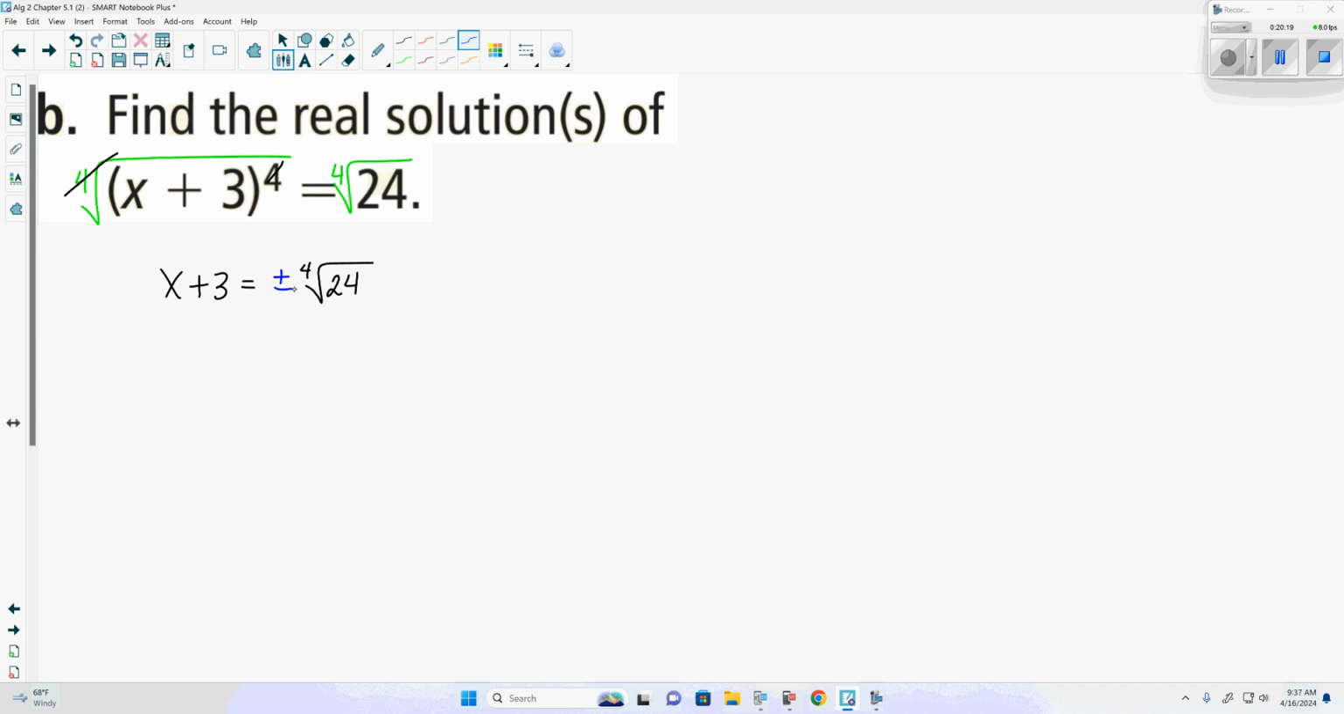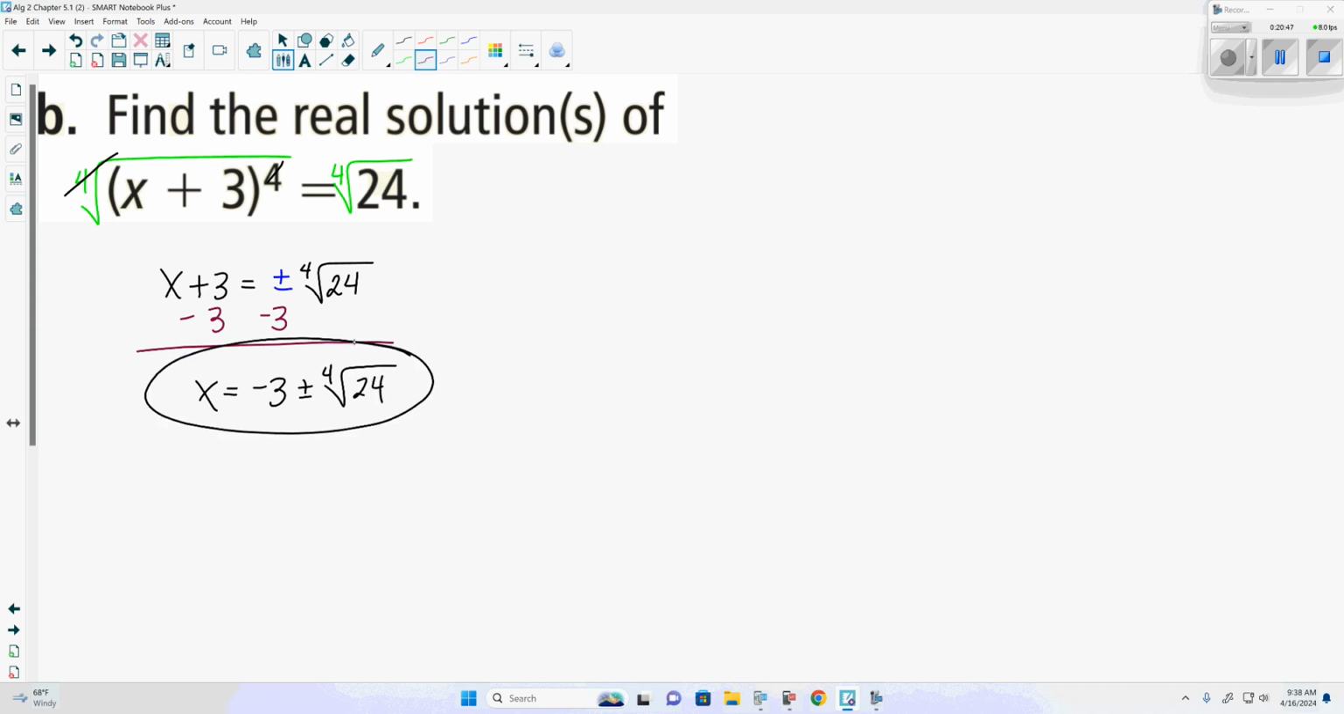Now, I will emphasize the fact that not every problem that has a term, set of parentheses, and an even power is going to give us something that doesn't work out. It just happened that it did here. And yes, we do need to solve for x. So we would subtract 3, telling us x is equal to negative 3 plus or minus the 4th root of 24.